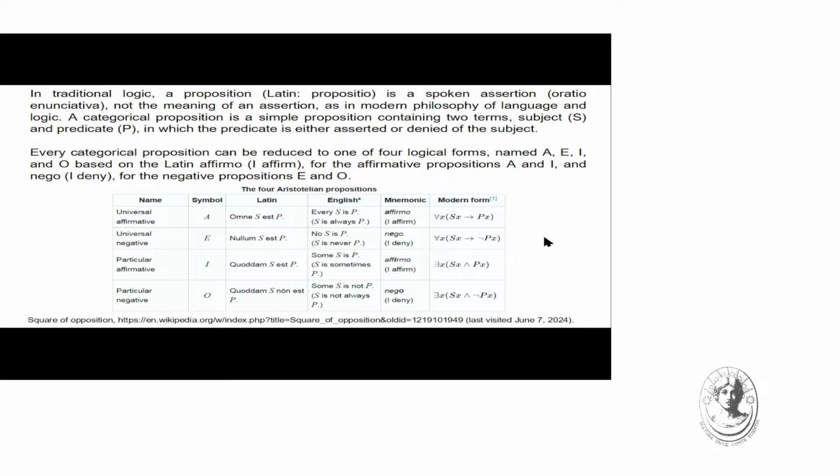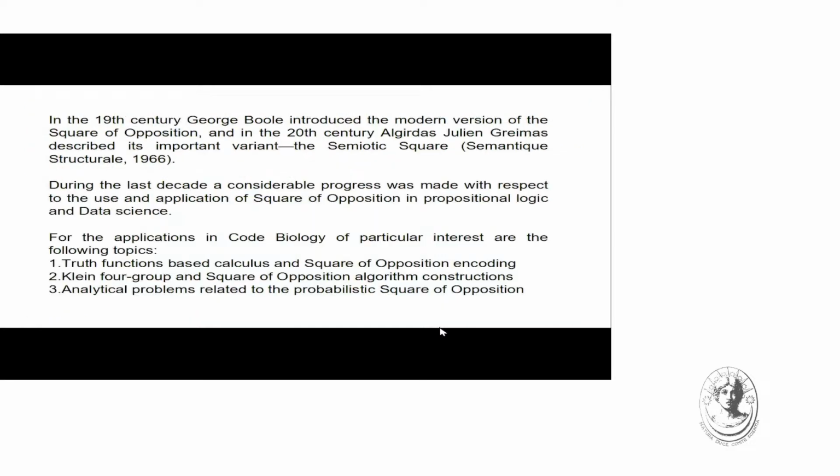In traditional logic and the modern philosophy of language, we usually name the basic propositions A, E, O, and I, affirmative or negative propositions. And of course they are put in the diagram of the square of opposition.